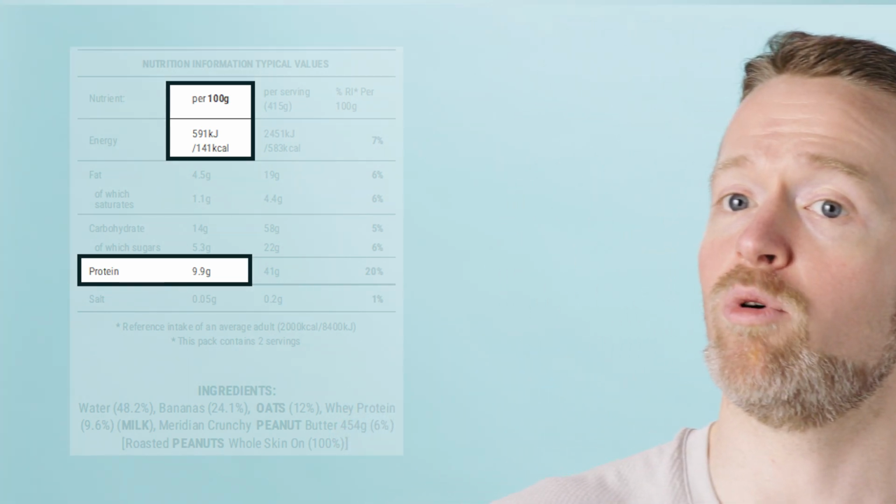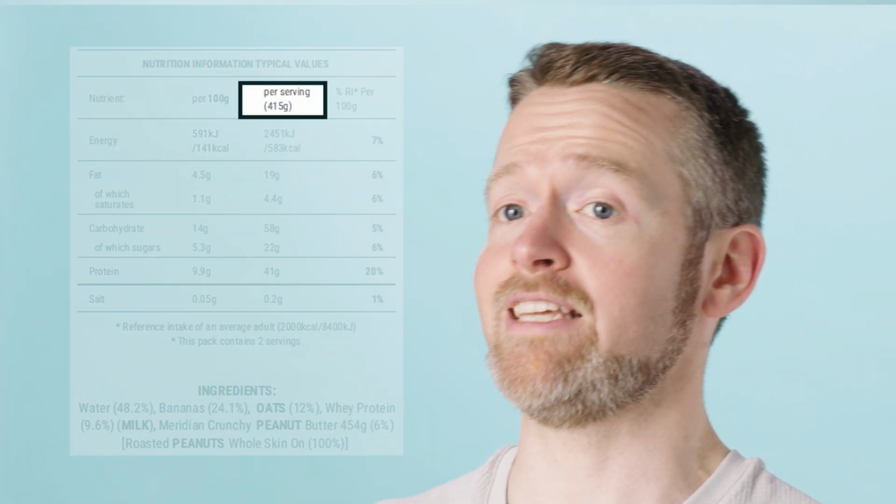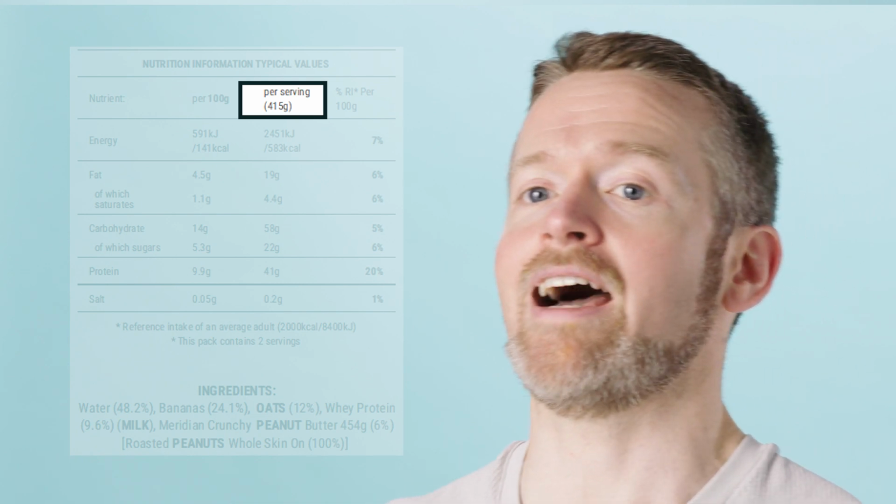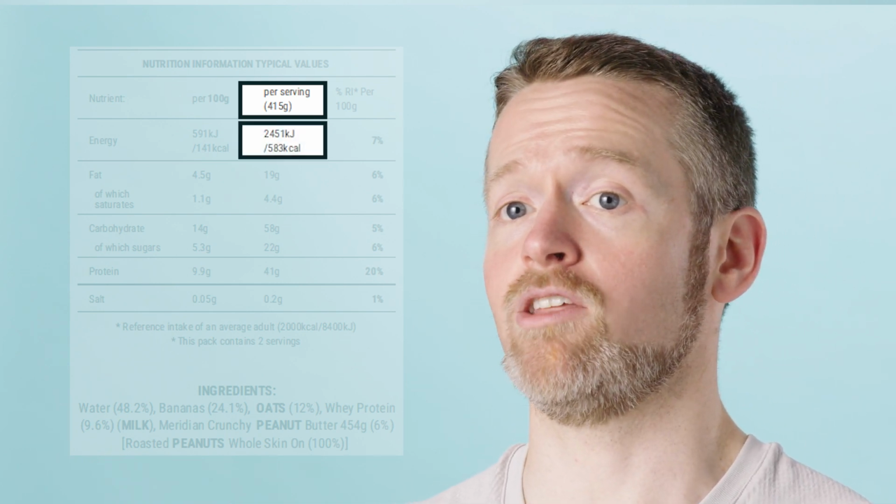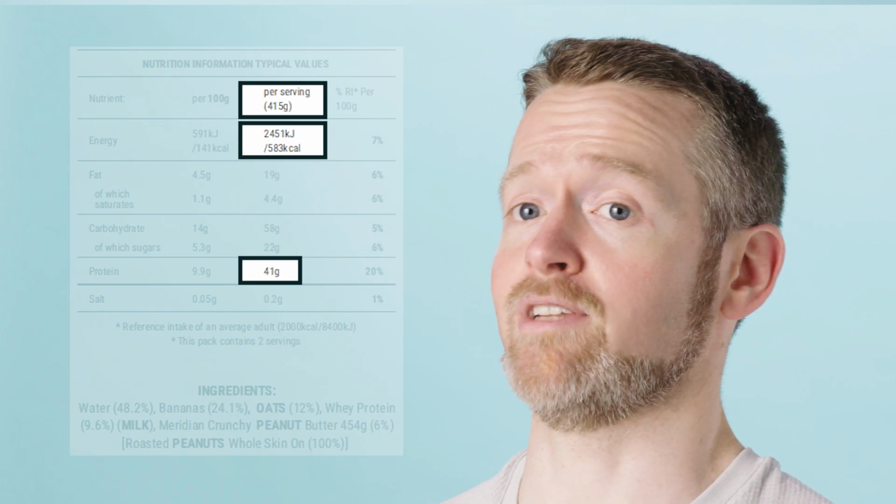But when you see that the portion size is actually 415 grams in the second column, the calories and protein increase to 583 and 41 grams respectively. Now, if you don't have that second column, all you need to do is multiply the value in the 100-gram column by 4.15. Remember, you just need to move the decimal place of the weight in grams 2 places to the left and multiply by that.